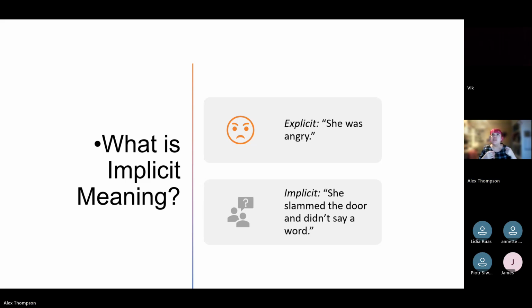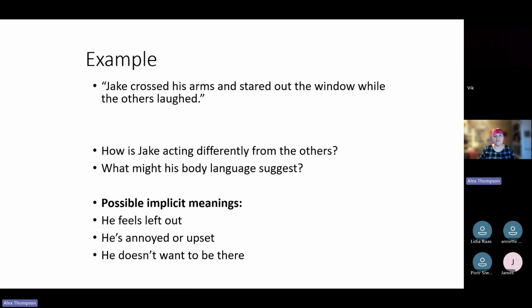Now, there's no right or wrong answer, because your interpretation of somebody's body language may be different to how other people interpret it. But generally speaking, this isn't person specific; we should come up with similar ideas. For example, this one says, Jake crossed his arms and stared out of the window while others laughed. Okay, so the kind of things we need to think about: how is he acting differently from the other people mentioned in the text? Everybody else is laughing. He's sitting like this. What might his body language suggest?